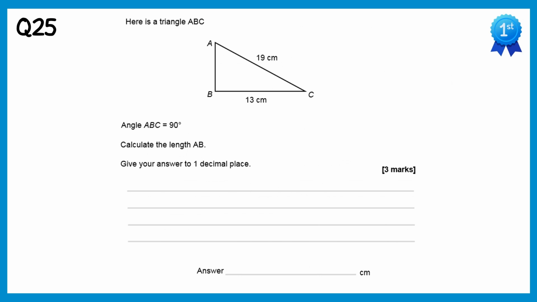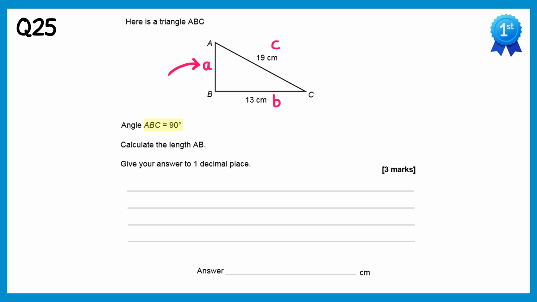In this question, we're told that ABC is 90 degrees. This means we have a right-angled triangle, which means it could be about Pythagoras or trigonometry. We're asked to find the length AB, which is this one here. Since this question is only about lengths, it's a Pythagoras question. So if we label the sides, the one we're trying to find A, the 13 would be B, and the 19 would be the hypotenuse C.